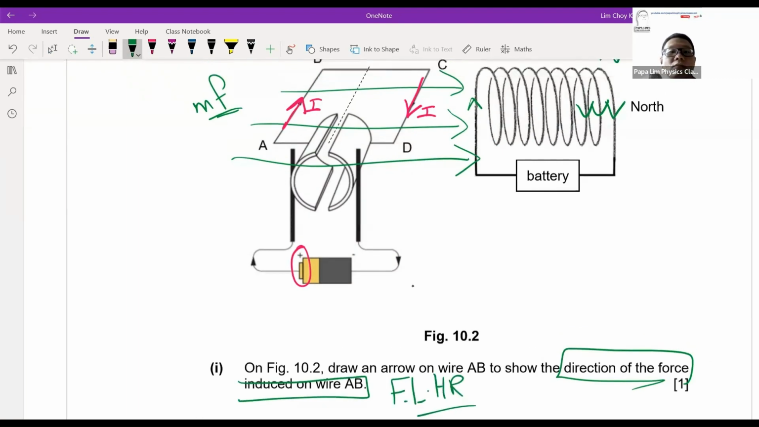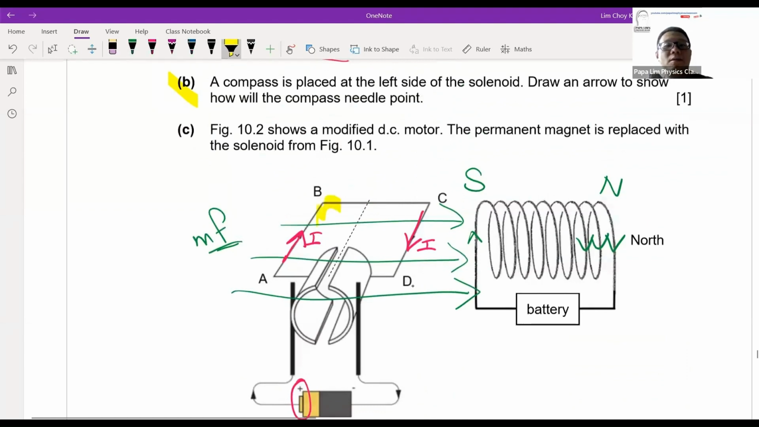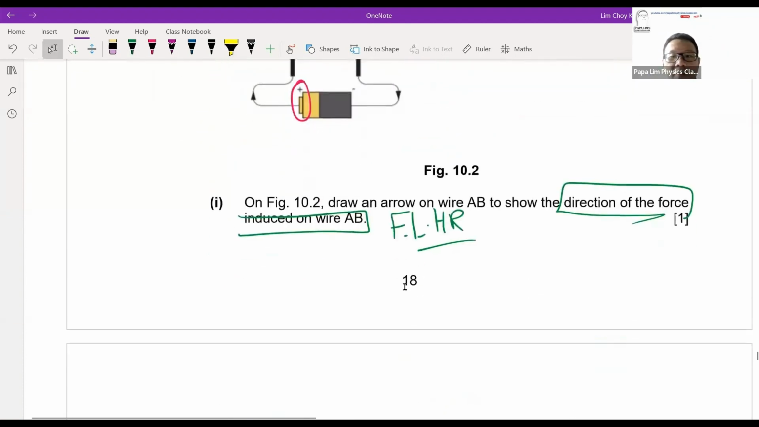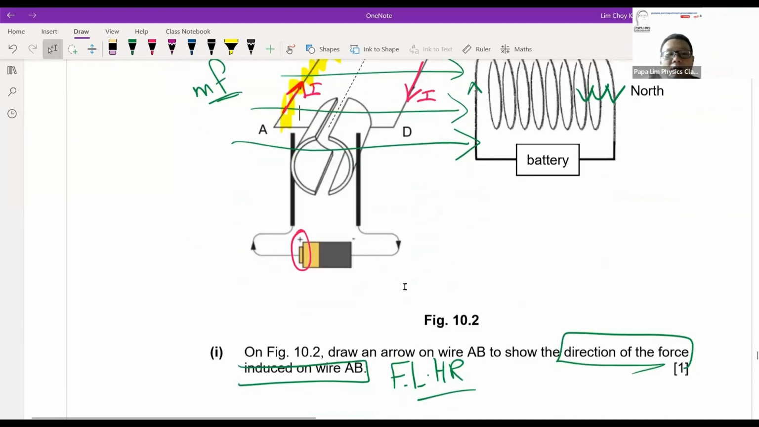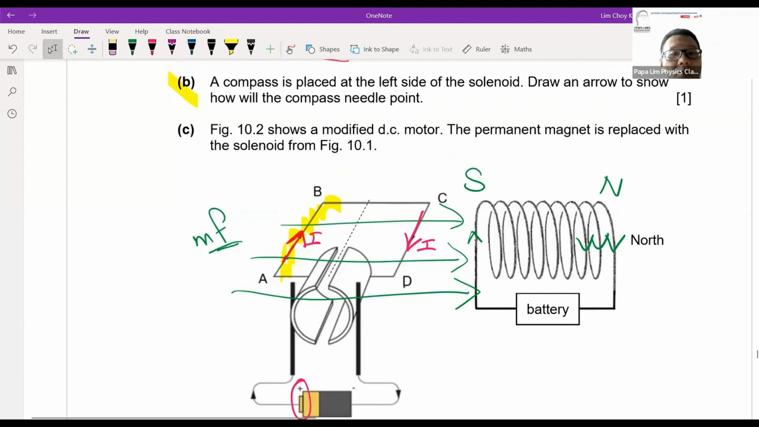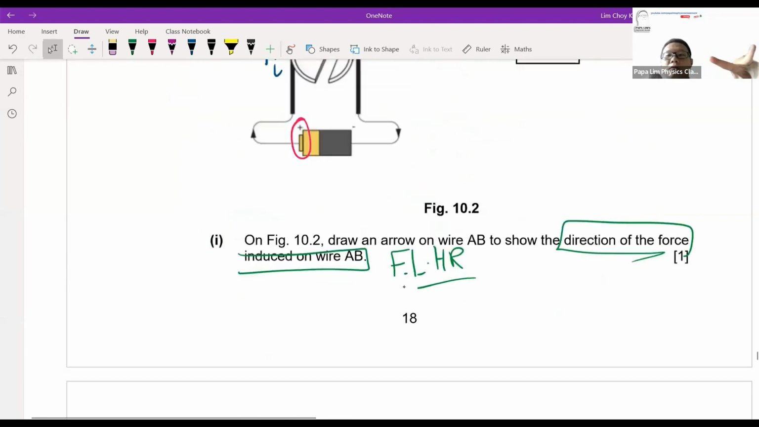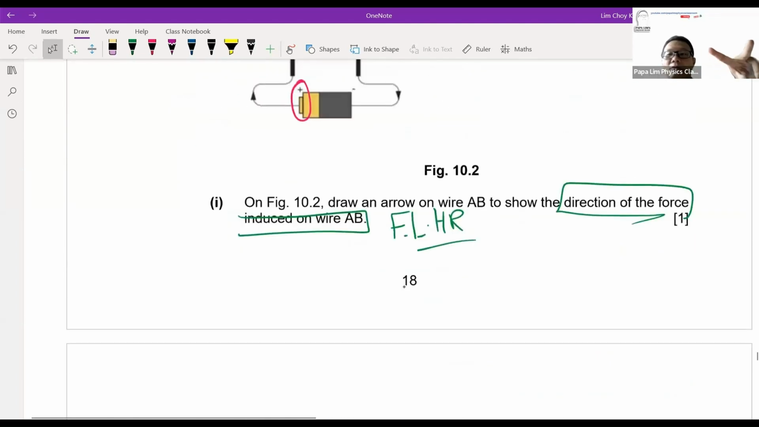Fleming left-hand rule. Now on the wire AB, remember the current is pointing into the paper, and the magnetic field line is from left to right. So we use Fleming left-hand rule. Your index finger, the field line, is pointing to the right side. Your middle finger, the current, is pointing inwards. So the force, which is your thumb, will be pointing downwards for wire AB. So my force induced will be pointing downwards. This is what we mean by using Fleming left-hand rule.